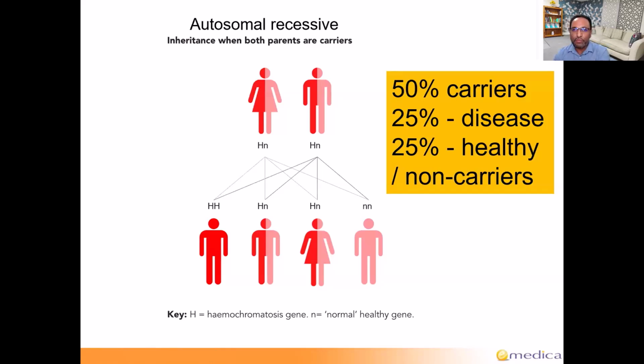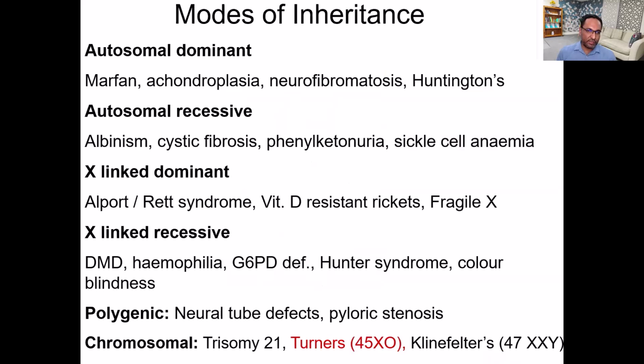Okay. It's also worth knowing the modes of inheritance of some of the relatively more common or more important diseases for the UK population. Okay, and I've listed them here. And don't forget the chromosomal disorders.